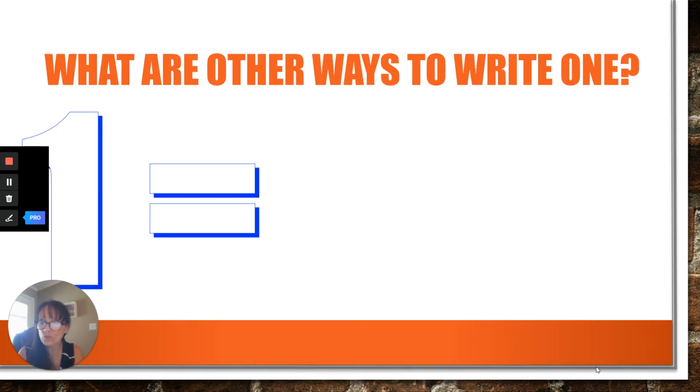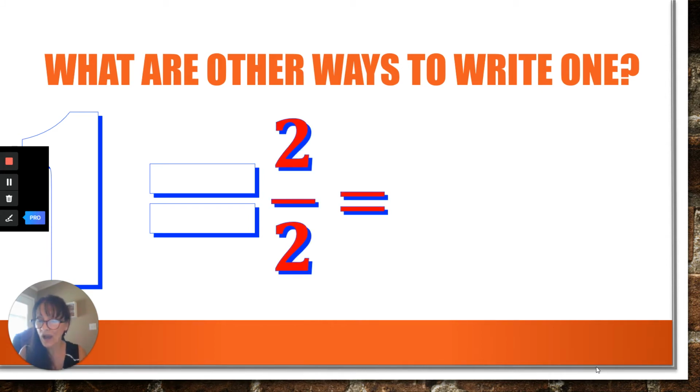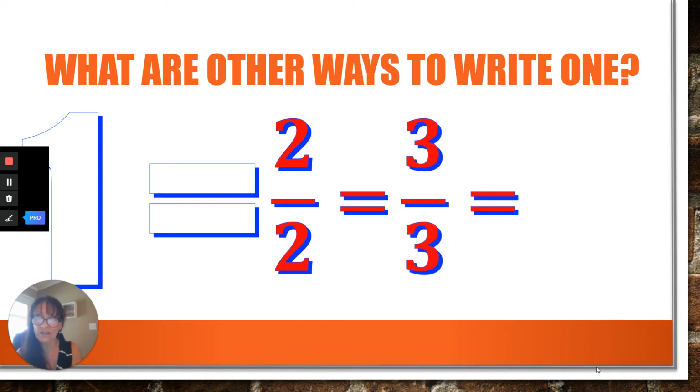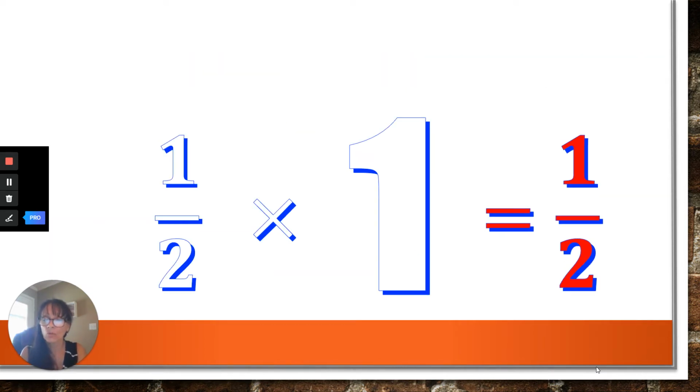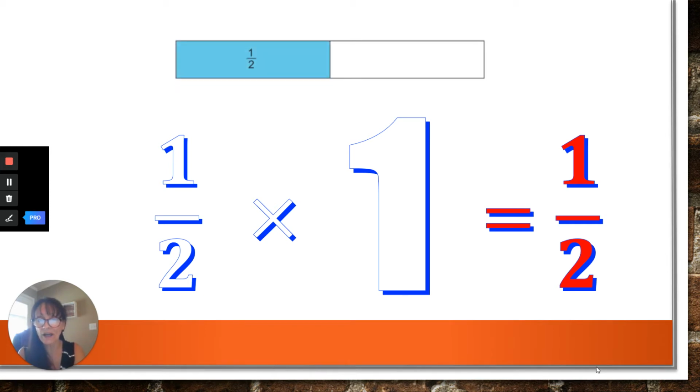What are other ways to write the number 1? Well, if you have all of something, then you have one whole. So let's take one whole and break it into 2 halves. I have 2 of 2, so I have the whole, and 3/3 and 4/4 and so on. Well, we know that 1/2 times 1 is 1/2, one group of 1/2.